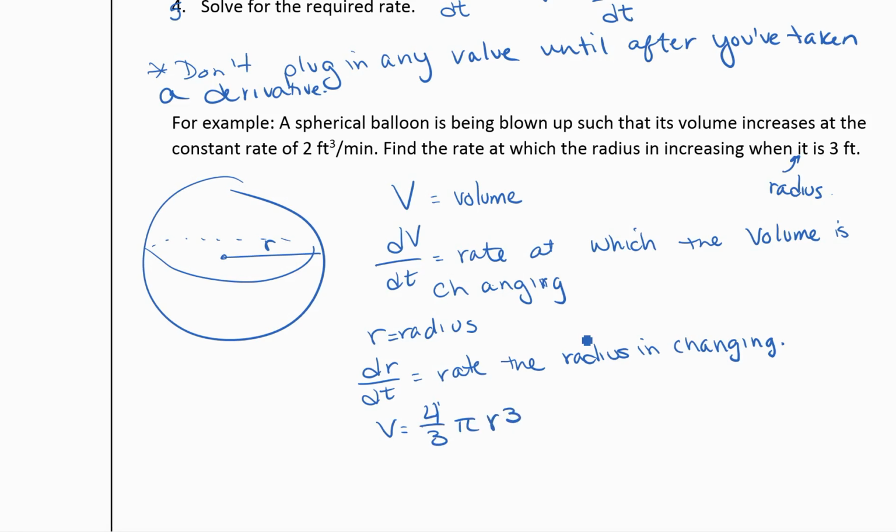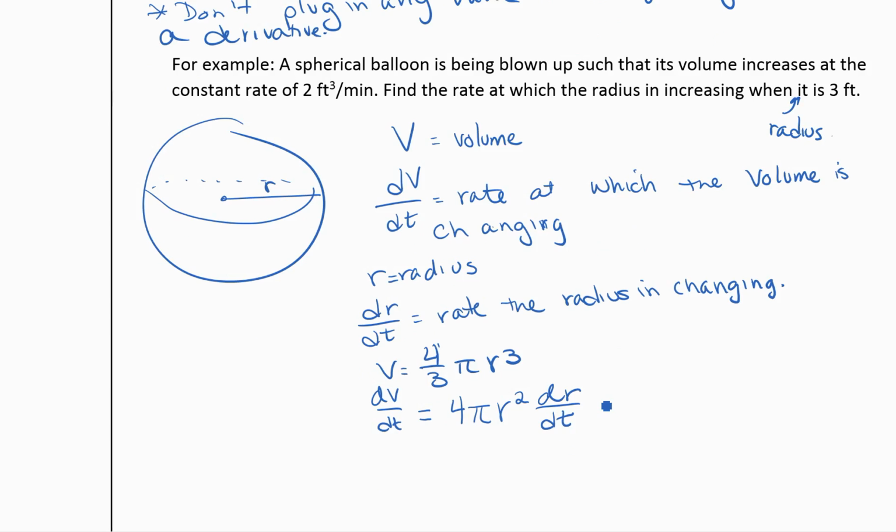Okay, so we're now going to take the derivative of both sides, and anytime we take the derivative of V, we'll multiply by dV/dt, and anytime we take the derivative of r, we'll multiply by dr/dt. So the derivative of V, if that was just x, would be 1, right? But then we have to multiply by dV/dt. So we don't actually need the 1 there. It's just dV/dt. Now here we've got 4/3 pi r cubed. 4/3 pi is a constant, so we're going to take 3 times 4/3 pi, which will just give us 4 pi. We subtract 1 from the exponent, and then we have to multiply by dr/dt.